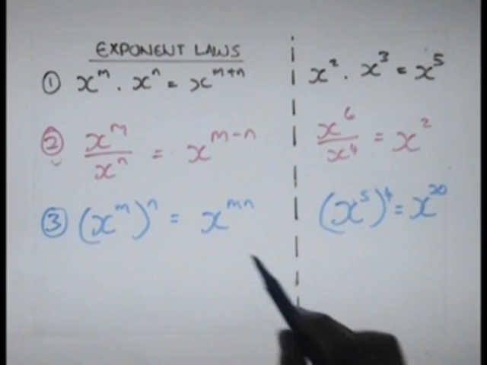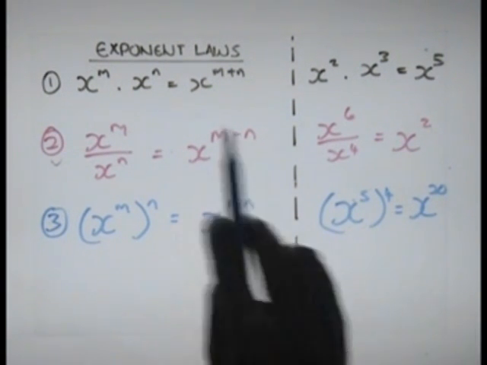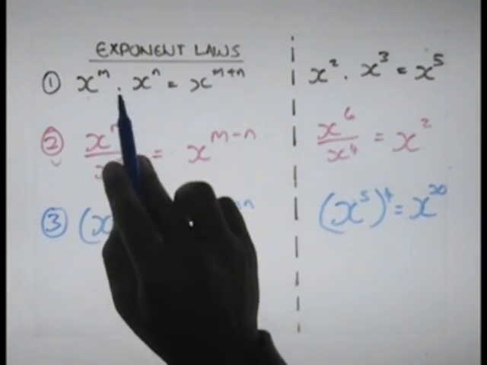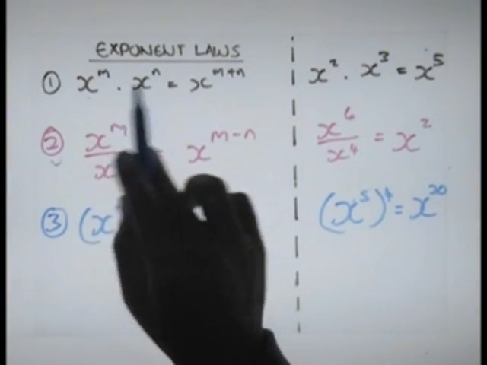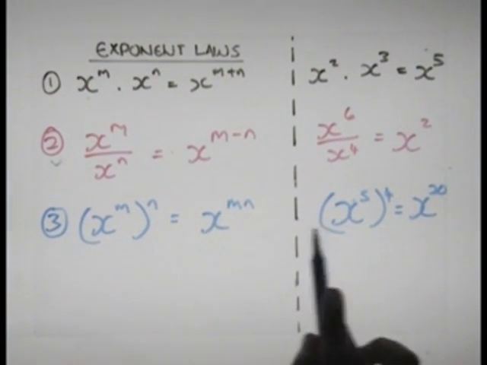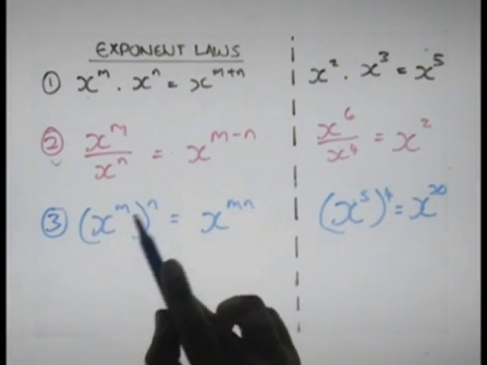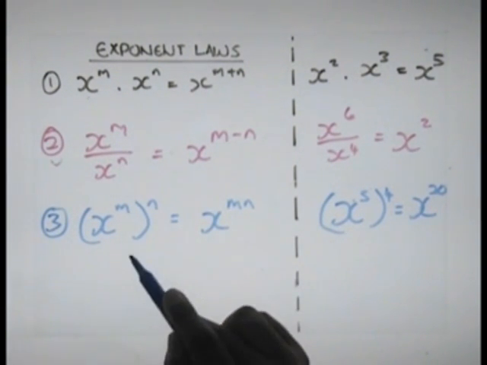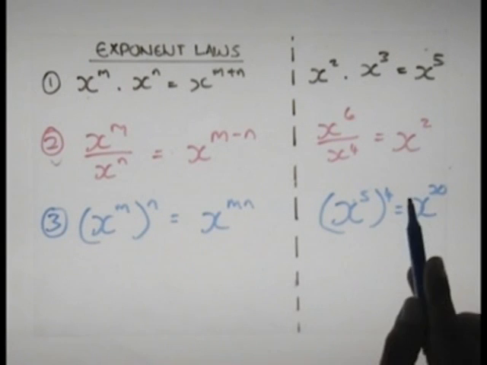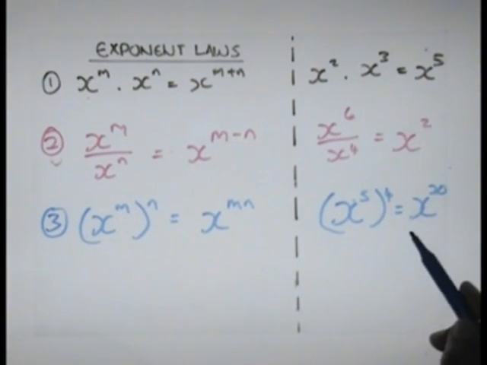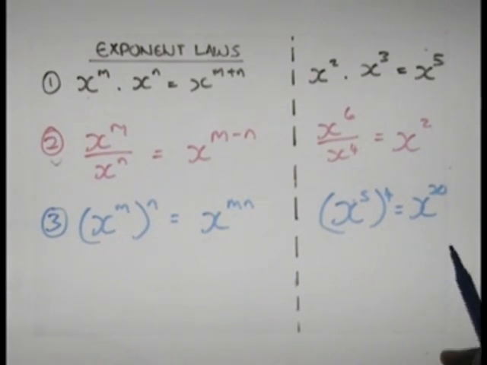Please don't confuse this law with that one. That law is when your bases are multiplied by each other, you add the exponents. This is a completely different law. This is when you have one base to an exponent, to another exponent. Then you multiply. That one you add, this one you multiply. Big difference. Don't confuse it.